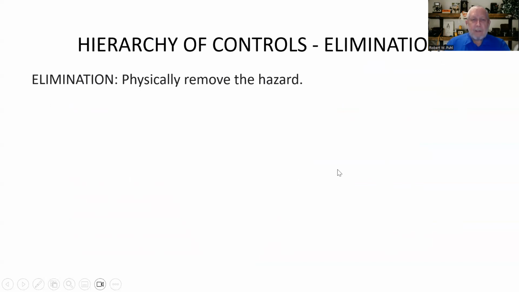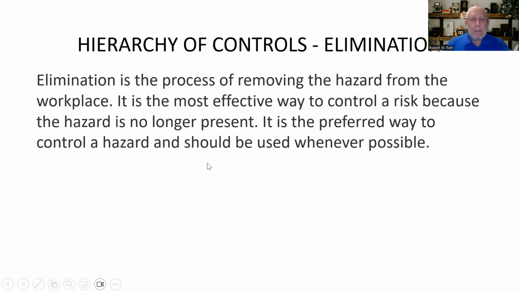So elimination, physically remove the hazard. Elimination is the process of removing the hazard from the workplace. It is the most effective way to control a risk because the hazard is no longer there. It is the preferred way to control a hazard and should be used whenever possible.